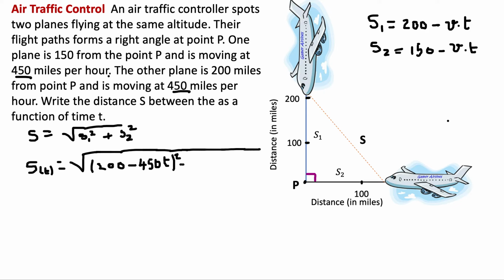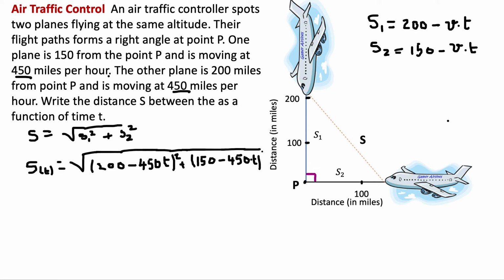Plus the second value, s2. We write 150 minus, same thing. The velocity of this plane is also 450 miles per hour. Therefore I'm writing here 450 times t, and everything is squared.